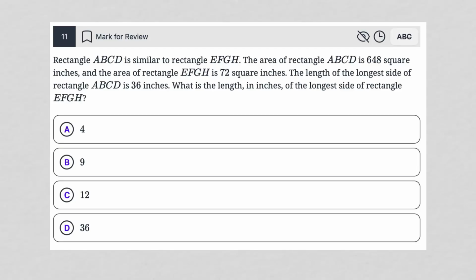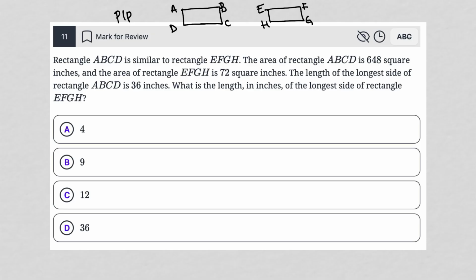So this question says rectangle ABCD is similar to rectangle EFGH. I'm going to pause there. I'm going to say this is a plug-in picture question, which means I should draw the rectangles out for myself. I should also label those rectangles. So I'm going to label ABCD. I'm going to also draw a rectangle here and label it E, F, G, and H.